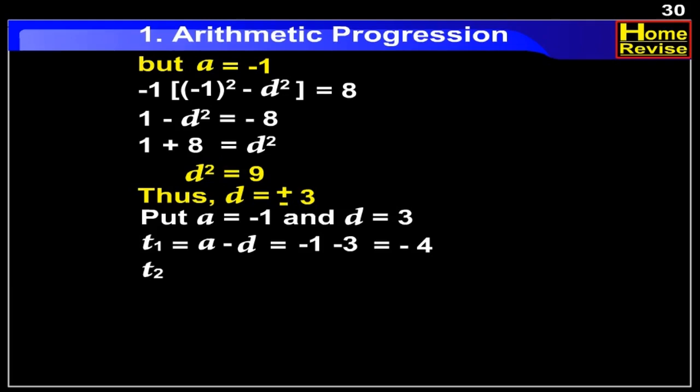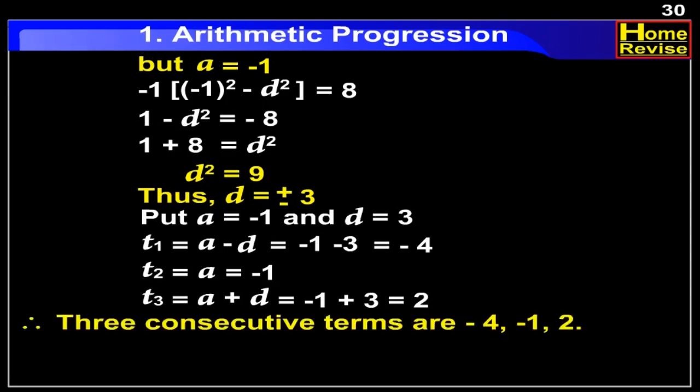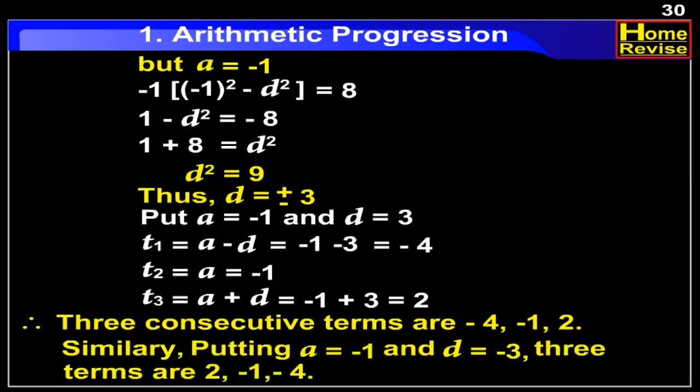Similarly, t2, that is the second term, is equal to a, which is equal to minus 1. Also, t3 is equal to a plus d, which is equal to minus 1 plus 3 is equal to 2. Therefore, the three consecutive terms are minus 4, minus 1 and 2. Similarly, putting a is equal to minus 1 and d is equal to minus 3, the three terms obtained are 2, minus 1 and minus 4.